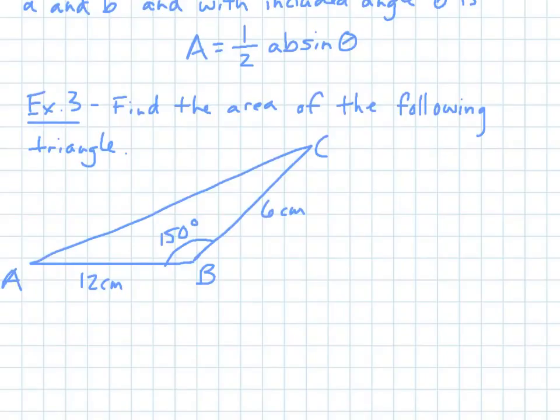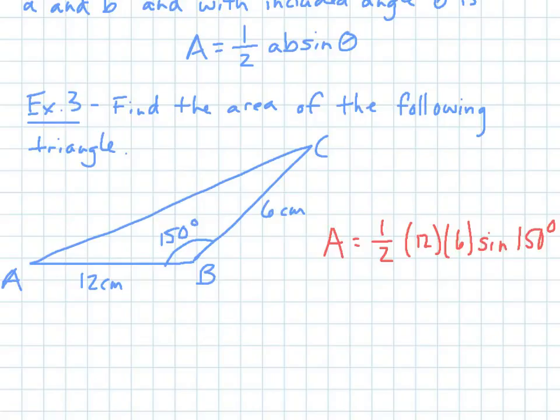So here I have a triangle where I have a side of 12 centimeters and a side of 6 centimeters, and the angle that makes up those two sides is 150 degrees. So if I use my formula here, my A, and it doesn't matter which one's A and which one's B, so I could plug in 12 here, and then plug in 6 for B, and then sine of 150.